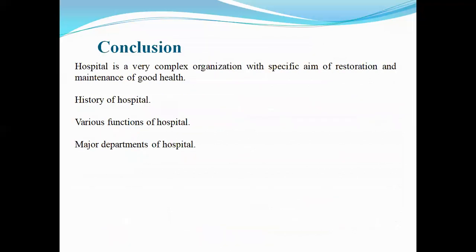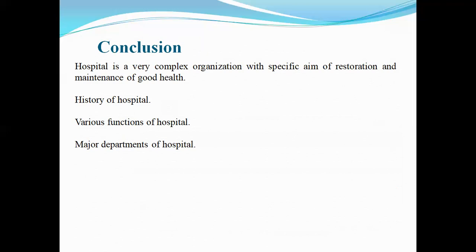So to conclude this class, we can say that the hospital is a very complex organization with a specific aim of restoration and maintenance of good health. There are various types of departments in hospitals. We have also discussed the history of hospitals, especially in India, how the hospital was run in the historical years, and how the doctors were paid at that time.